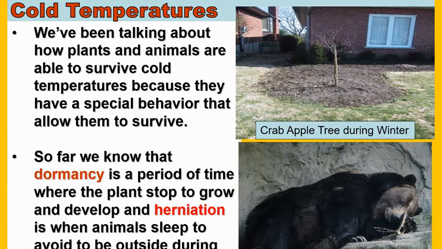We've been talking about how plants and animals are able to survive cold temperatures because they have special behaviors that allow them to survive. So far, we know that dormancy is a period of time where the plant stops growing and developing, and hibernation is when animals sleep to avoid being outside during cold temperatures.